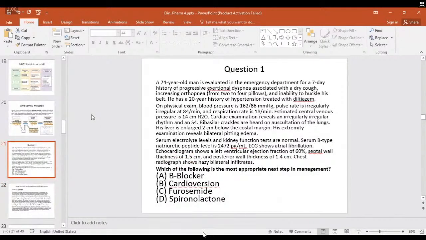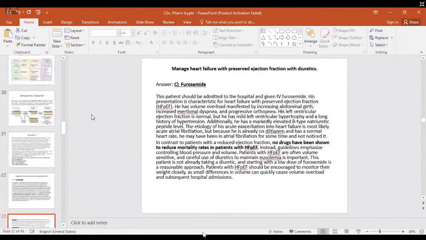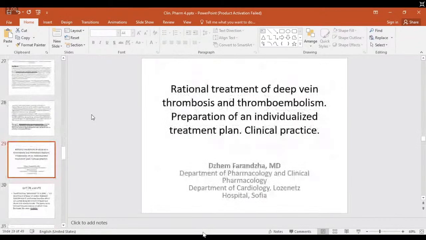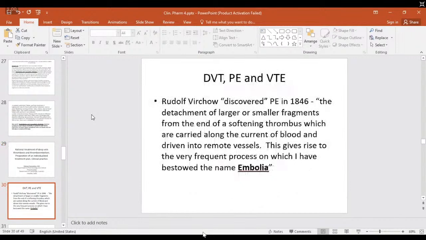Here I have included some questions with cases that you can have a look at when preparing for the colloquium. I'm going to send you the presentations, so we're not going to spend time on the cases and their discussion. And with this, I'd like to start talking about deep venous thrombosis and thromboembolism.